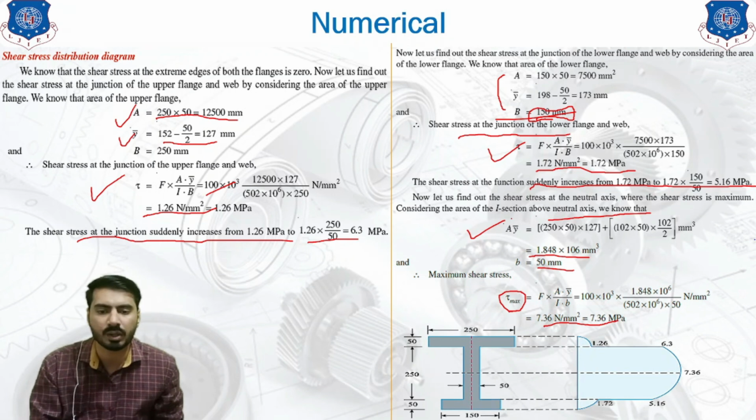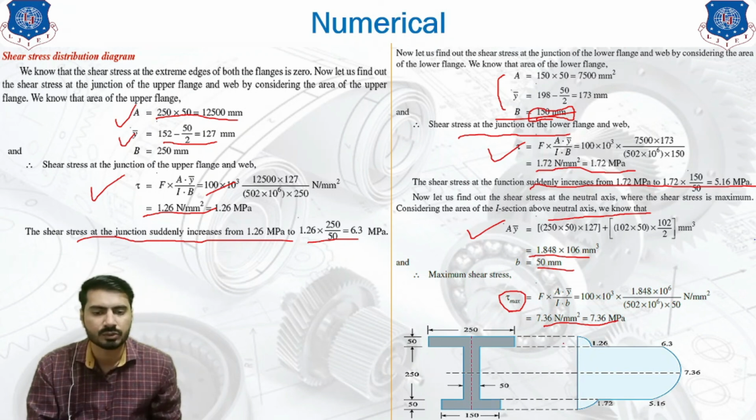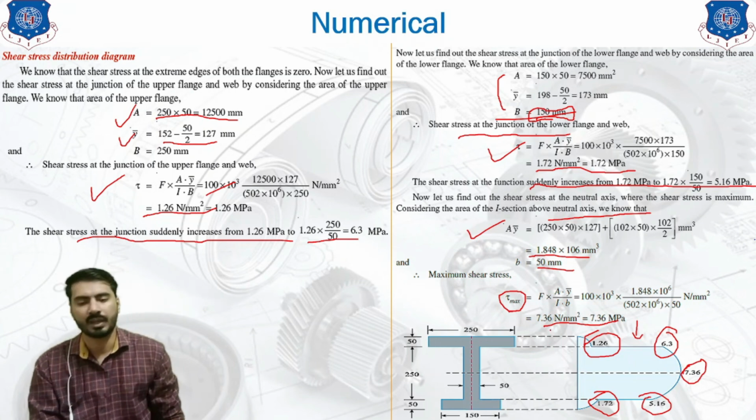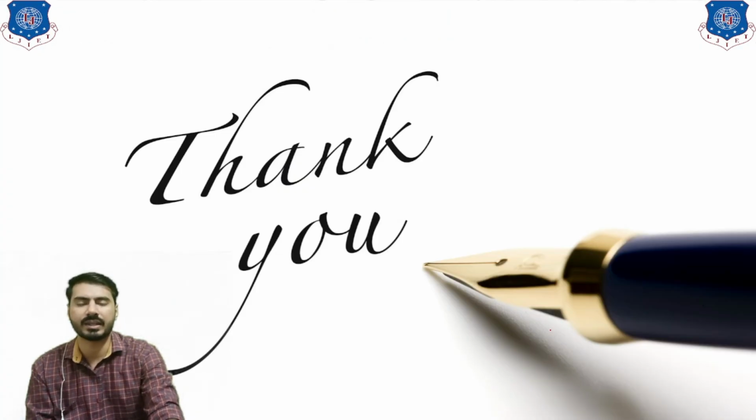Now it is time to plot this data in our diagram. So we have studied in the previous lecture that for the I section, the shear stress distribution diagram would look like this. But in this diagram, you need 4 values. This value, this one, and these 2 values. And we have already calculated these 4 values in our calculation, from which we are able to draw this diagram for the I section shaped beam. So this is how we completed our lecture.